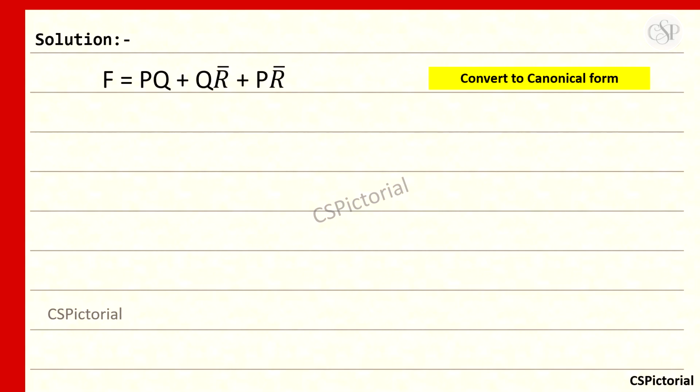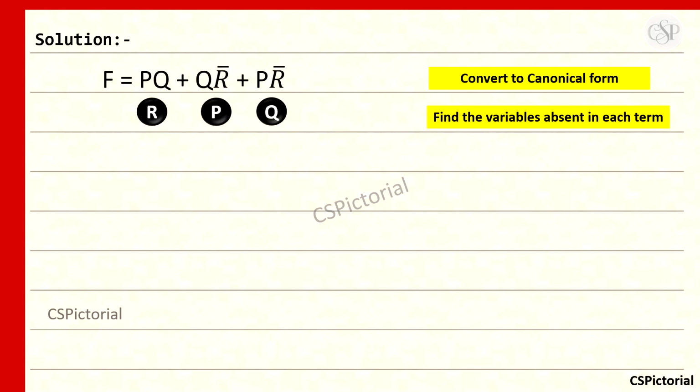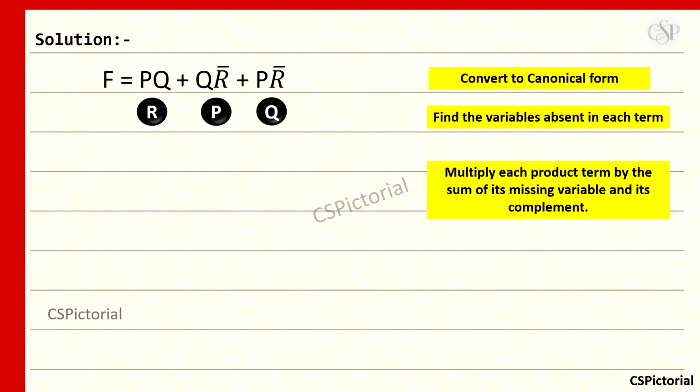Now find the variables absent in each product term. In the first product term, R is missing. In the second product term, P is missing. And in the third product term, little q is missing. Now multiply each product term by the sum of its missing variable and its complement.